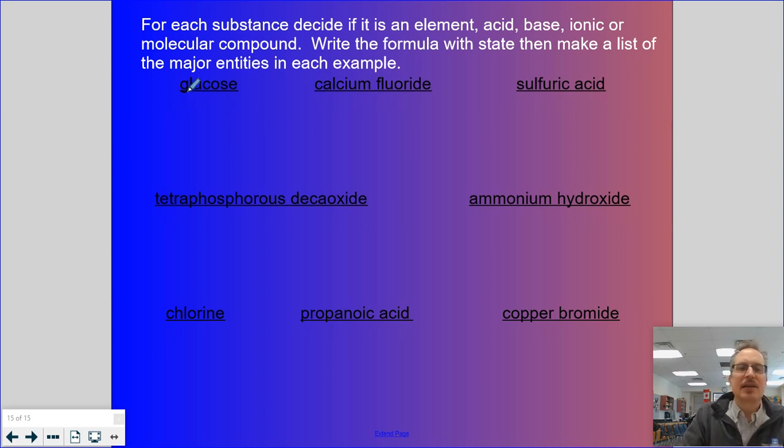Well, if I look at these, glucose is a memorized molecular compound. Glucose is one that we have memorized already, or I guess you could look it up. This is C6H12O6. We know glucose is a solid.